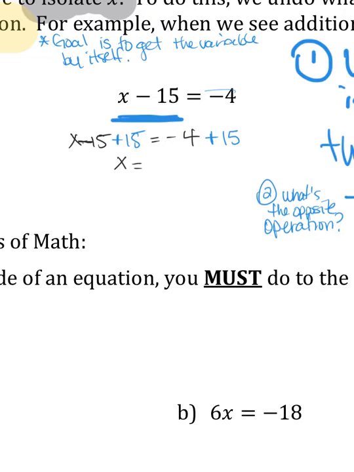Now let's look at the right-hand side. I have a negative 4 plus 15. So if I have negative $4 and I put 15 into my bank account, that's still going to give me $9. Okay, so x is going to equal 9. All right? So the main idea here is that whatever you do to one side, you have to do to the other.